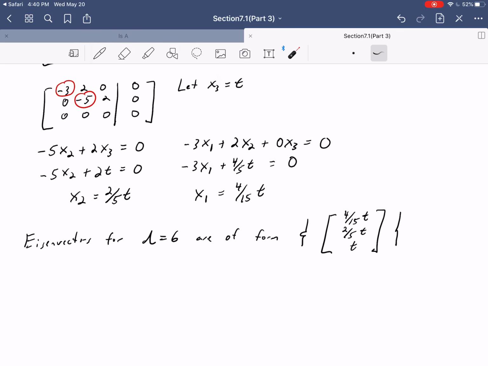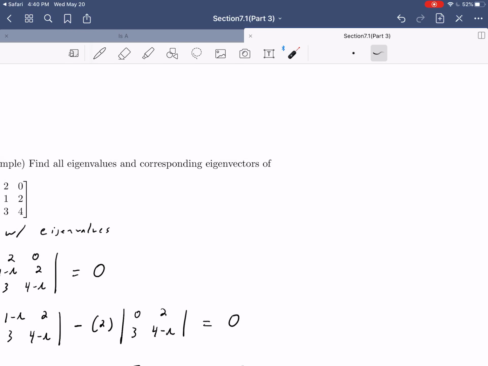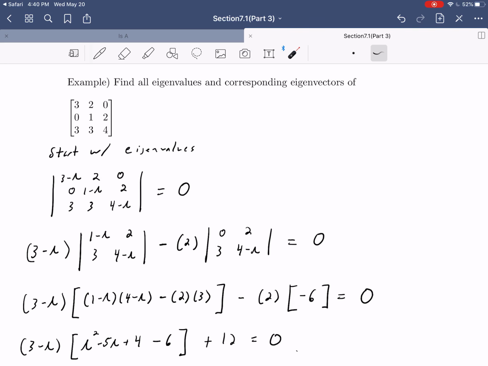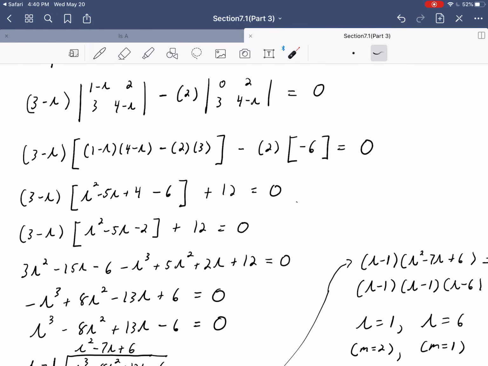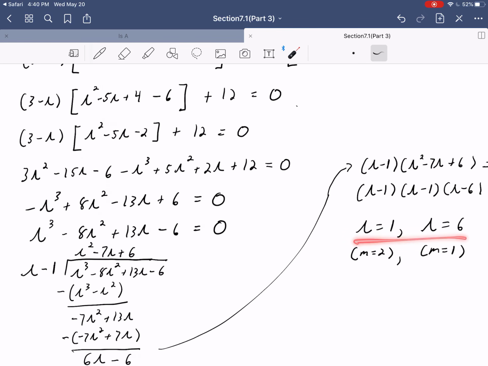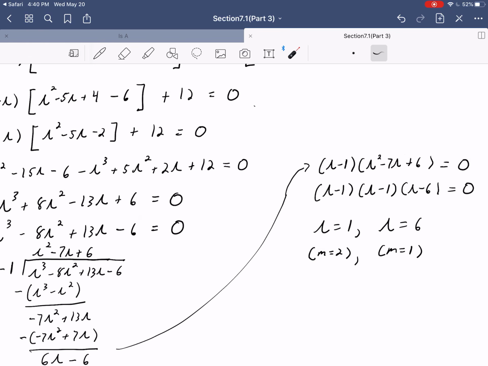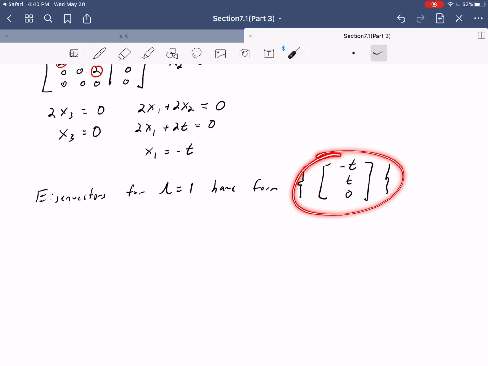All right, so just to recap why we took the time to do this example: we had a 3x3 matrix, and we saw that we only had 2 distinct eigenvalues. For each of these eigenvalues, even the one with multiplicity 2 that showed up as a root twice, there was only one free parameter in the description of its eigenvectors.